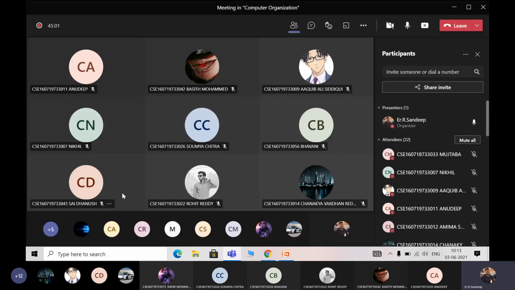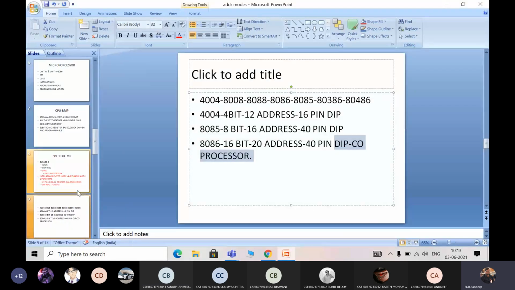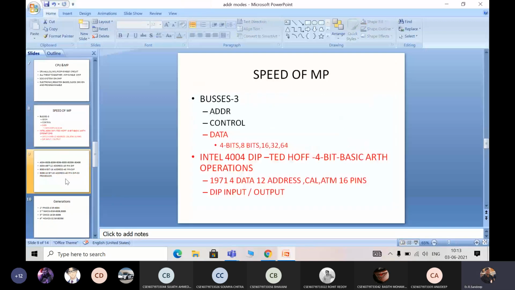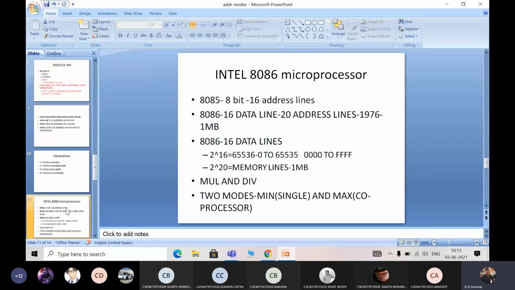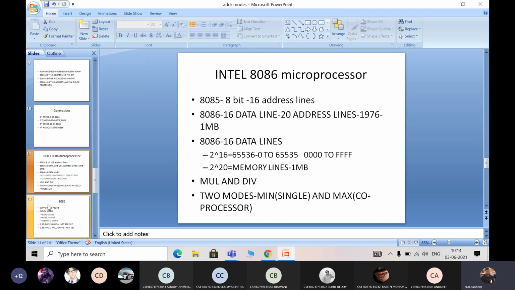So that we can attach multiple processors. If you are going to attach multiple processors, then we are calling it a coprocessor mode, which will be supported by the 8086 microprocessor. So if it is a maximum mode, then we are calling it a coprocessor mode. If it is a minimum mode, then we are calling it a single processor. Fine.